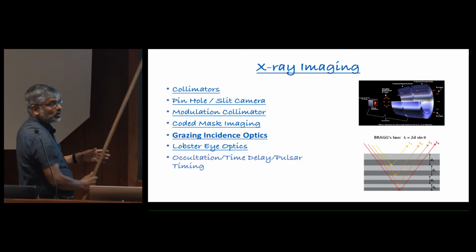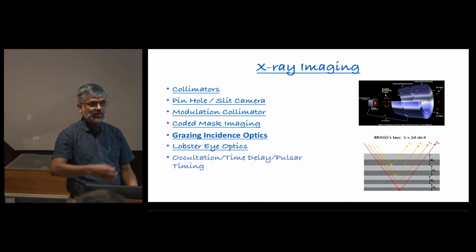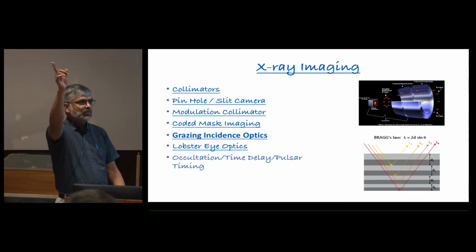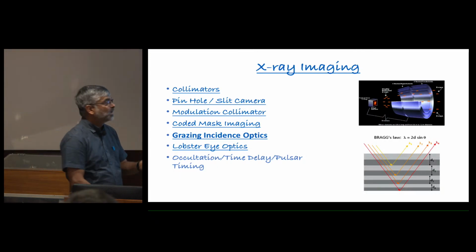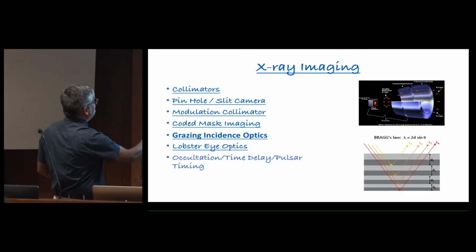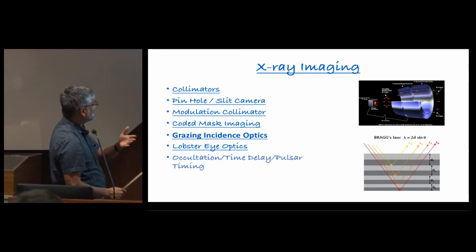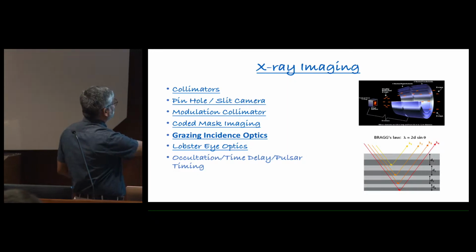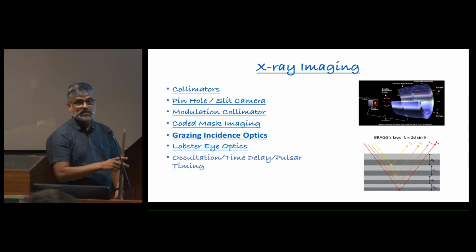You can have a pinhole or slit camera, where you have a small pinhole and a position sensitive detector below that, and you get an inverted image of the sky. There is currently such an instrument working on the International Space Station, and we ourselves use data from that. A better version of that kind of thing is called a modulation collimator. You can have coded mask imaging. Astrosat has one such instrument.